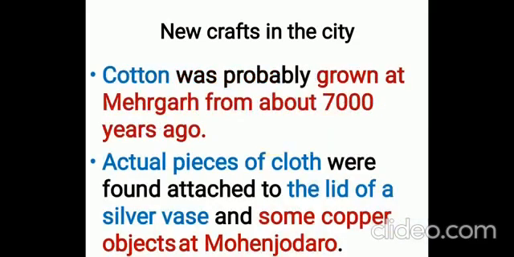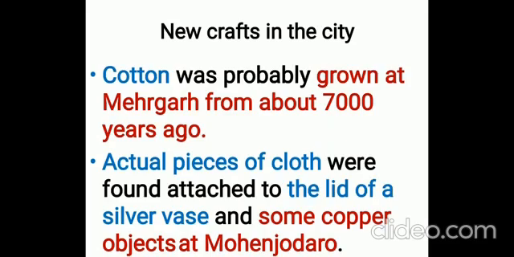Cotton was probably grown at Mehrgarh from about 7,000 years ago. So cotton was probably grown at Mehrgarh because we have studied in chapter 2 that in Mehrgarh agriculture was started. People started growing barley, cotton, etc. So cotton was probably grown at Mehrgarh from about 7,000 years ago.